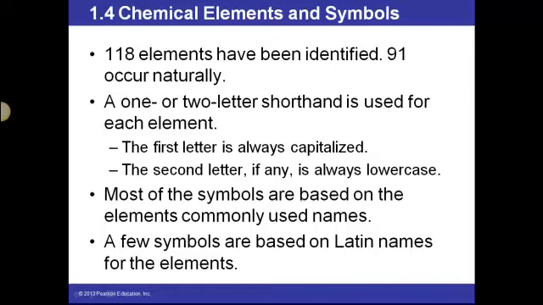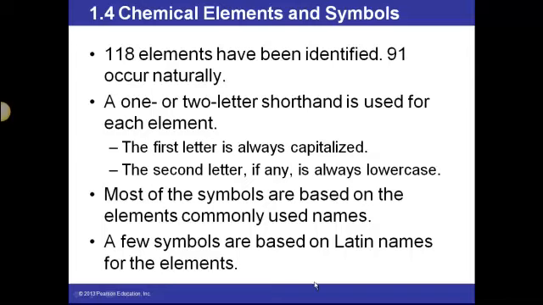Alright, so in this section we're going to talk a little bit more about the chemical elements, their symbols, and some of their major properties. So 118 elements have been identified, and 91 of these occur naturally on the Earth. So there's a 1 or 2 letter shorthand that's used for each element.